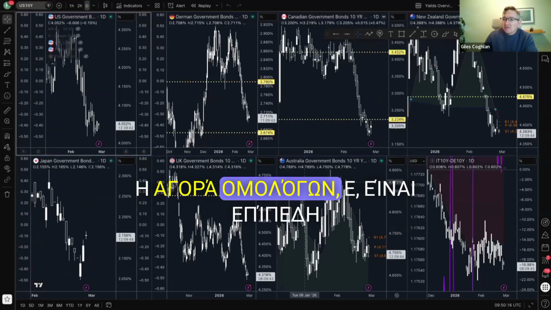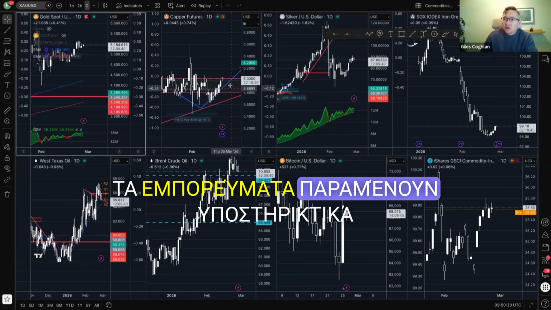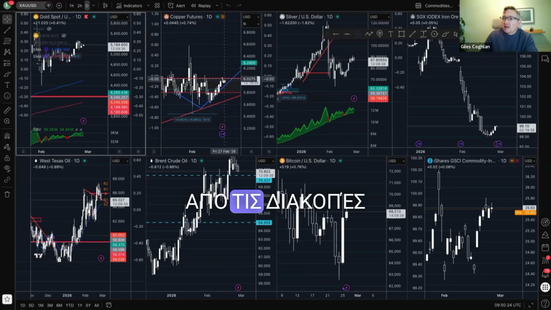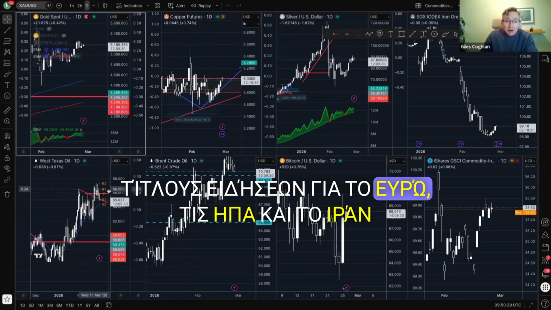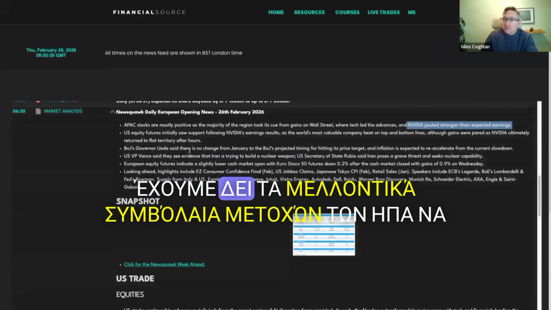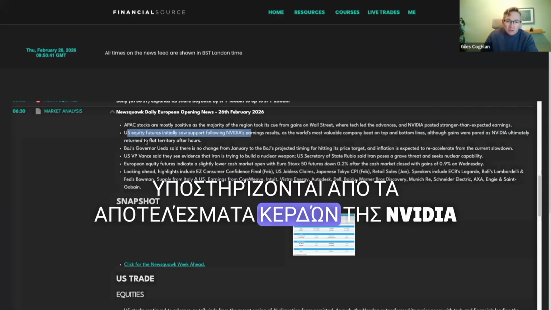Bond market flat, nothing really much going on in there. Commodities remain supported. Copper continuing to gain after China's come back from holiday. WTI and Brent crude are being pushed and pulled around on these US-Iran headlines. We've seen the US equity futures supported from NVIDIA's earnings results.